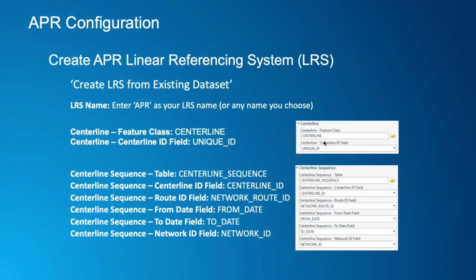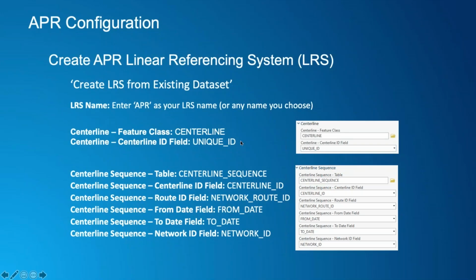So this is the key part. When you create the linear referencing system, which is that first step, it's going to create a couple of those key feature classes for you. And in this case, instead of creating them, we're going to want to point to the existing PODS feature classes and columns. So remember, from that initial diagram, there's a Centerline feature class, right? So when you configure the LRS from an existing data set, you're going to want to point to the PODS Centerline feature class, and the Centerline ID from APR is going to be pointed to the unique ID field.